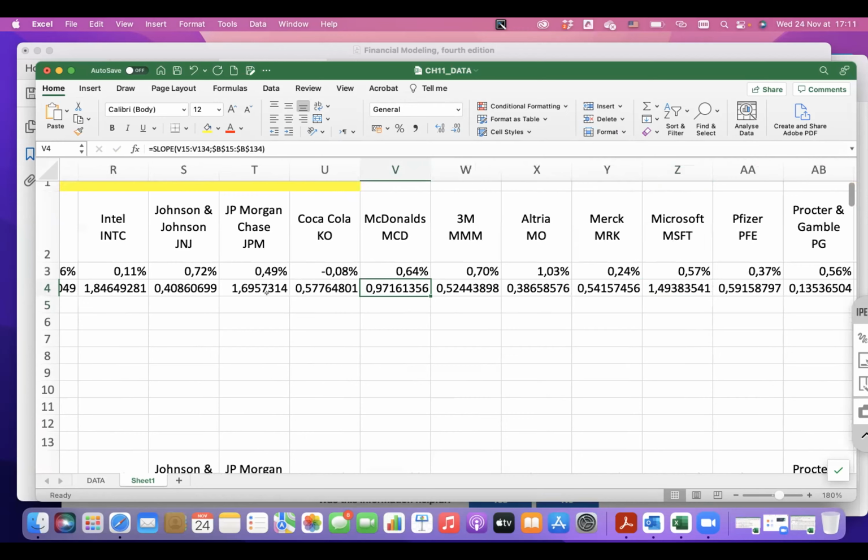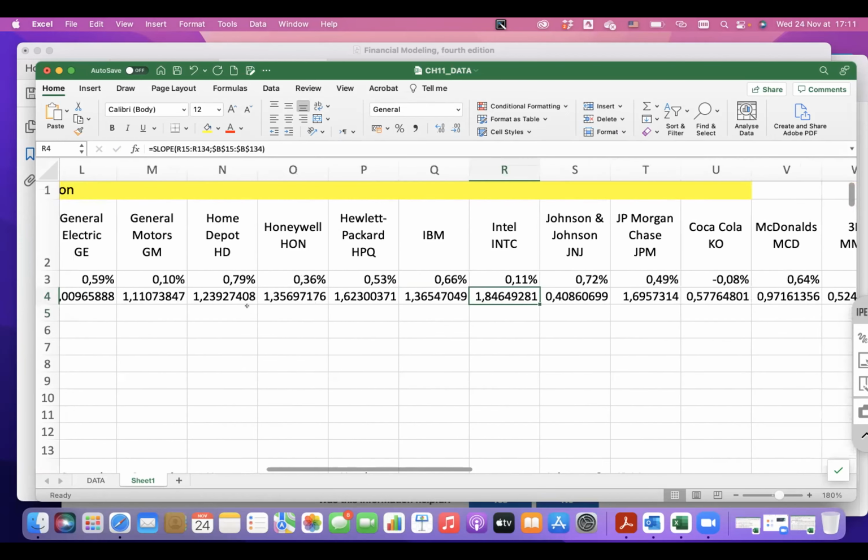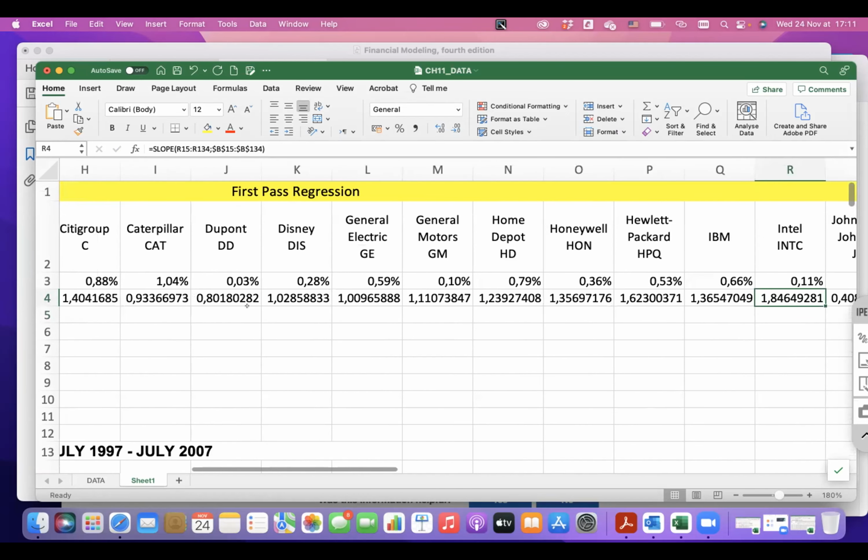Now, JP Morgan, very aggressive stock. Intel also is a very aggressive stock, almost equal to 2. General Electric, for example, is almost like the market, moves like the market. So instead of buying the whole market portfolio, you can buy just General Electric.